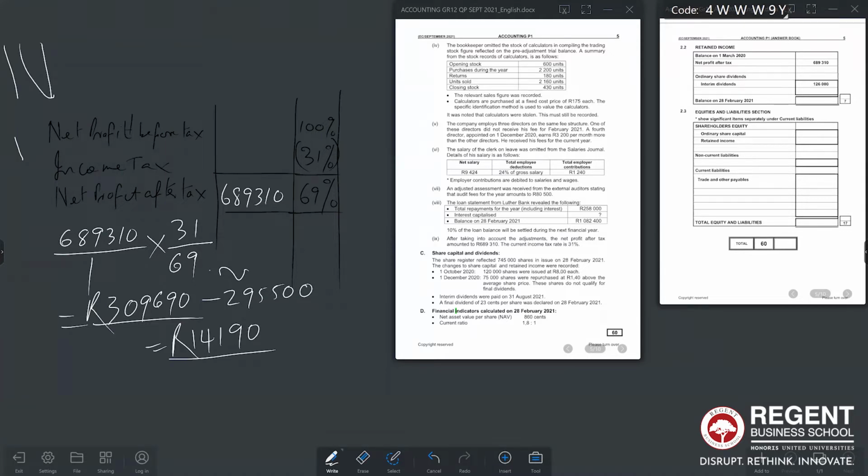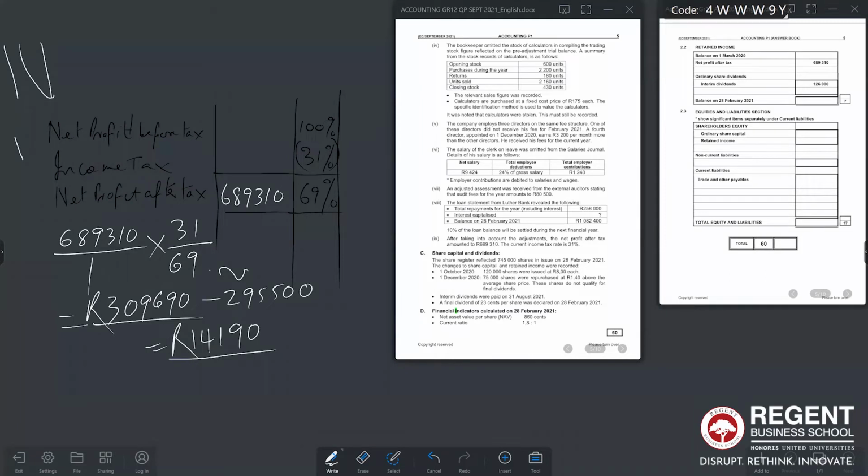Now, on the 1st of October, 120,000 shares were issued at 8 rand each. On the 1st of December, 75,000 shares were repurchased at 140 above the average share price. These shares do not qualify for final dividend. And then they told you interim dividends were paid on the 31st of August. And they gave us a final dividend that was declared.